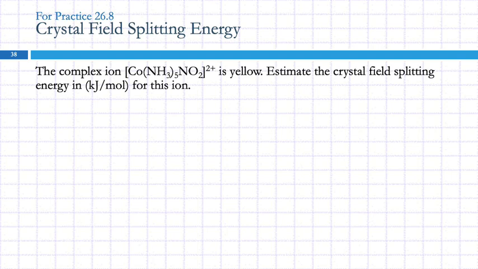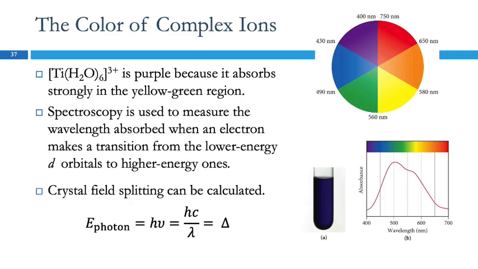So the complex ion, Co(NH3)5(NO2)2+, is yellow. Estimate the crystal field splitting energy in kilojoules per mole for this ion. So this complex ion is yellow. What color is it absorbing then? Purple. If we're seeing yellow, that's because it's absorbing purple.